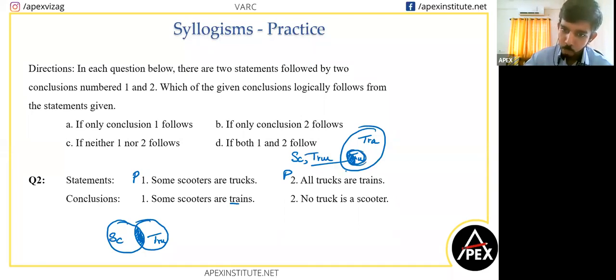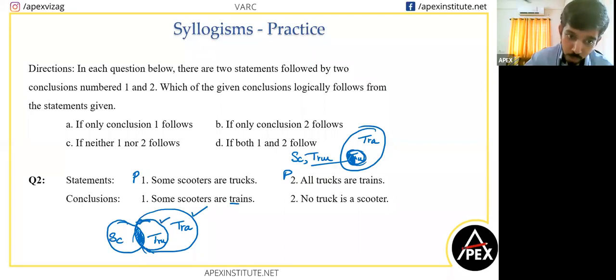Or if we were to put this circle here, I would continue this circle and make it a much larger circle, right? And this becomes trains. Either way is okay. Some part of this circle we have put here to combine the two premises, or we have brought the larger circle here. So now we can see that trains includes all of trucks. So trains is the largest circle, trucks is this circle, trains includes all of trucks.